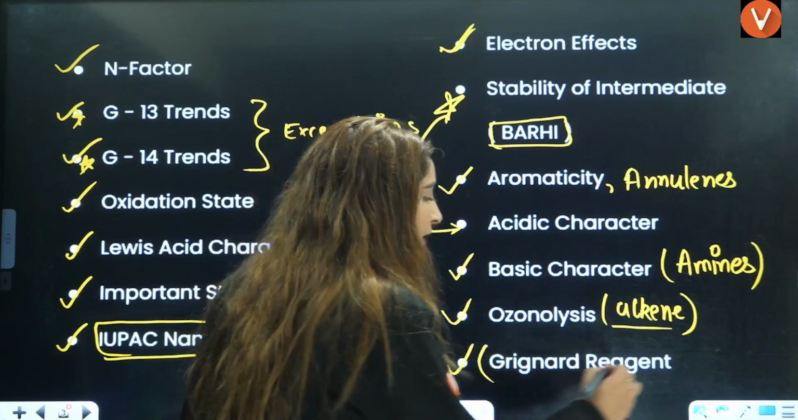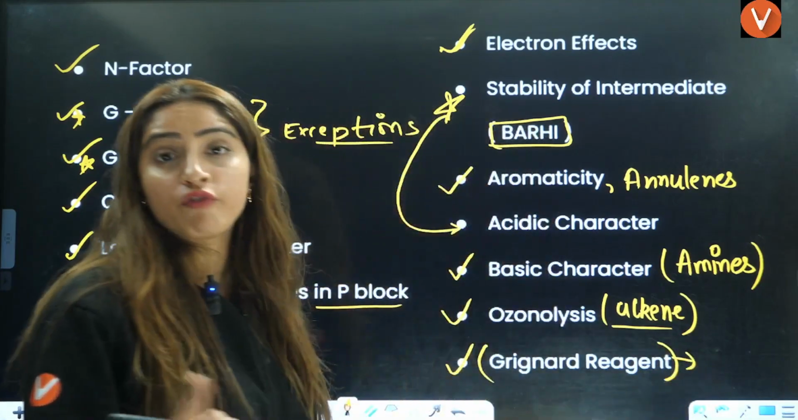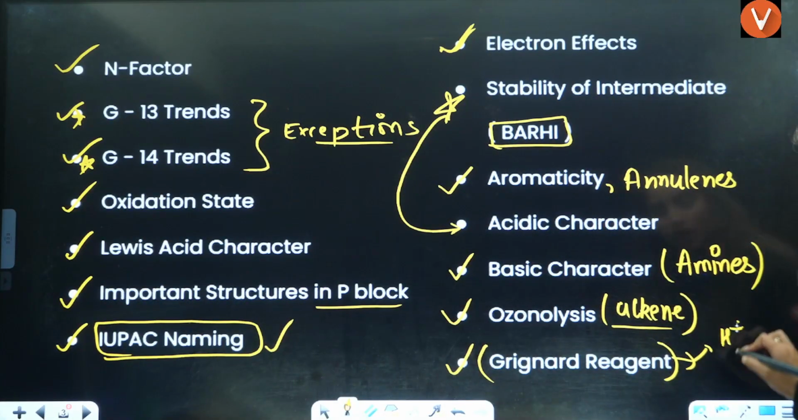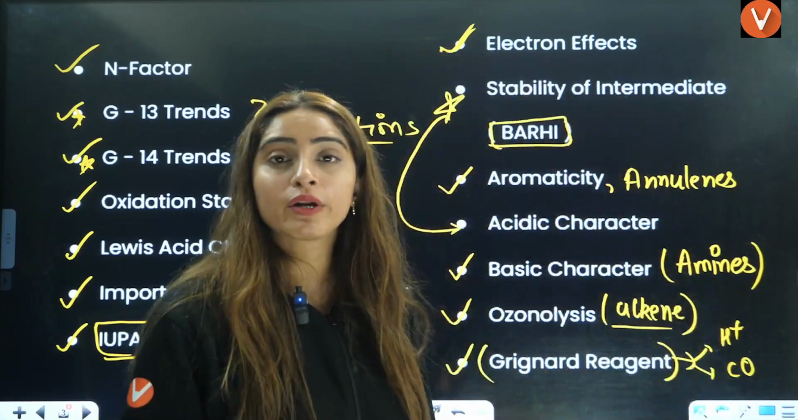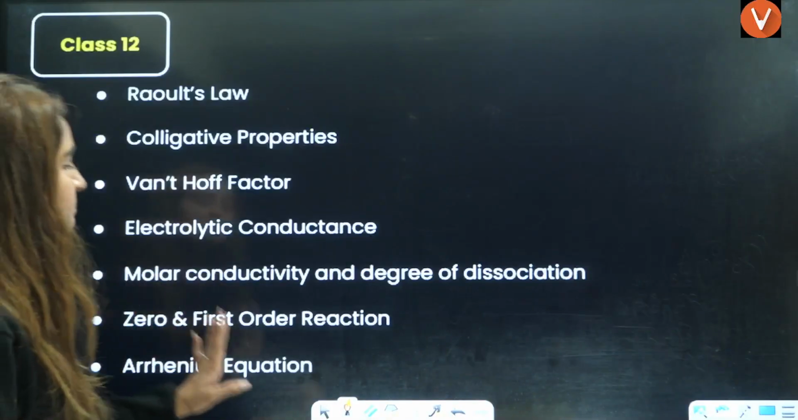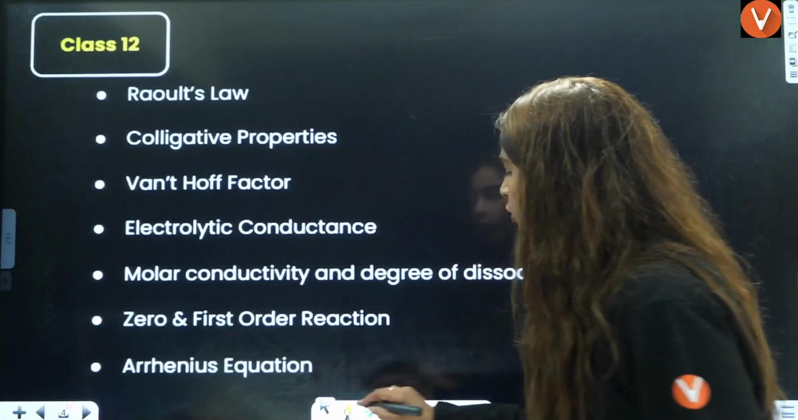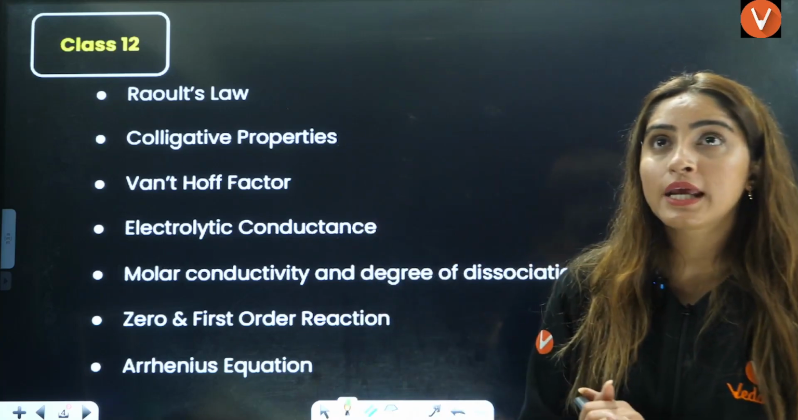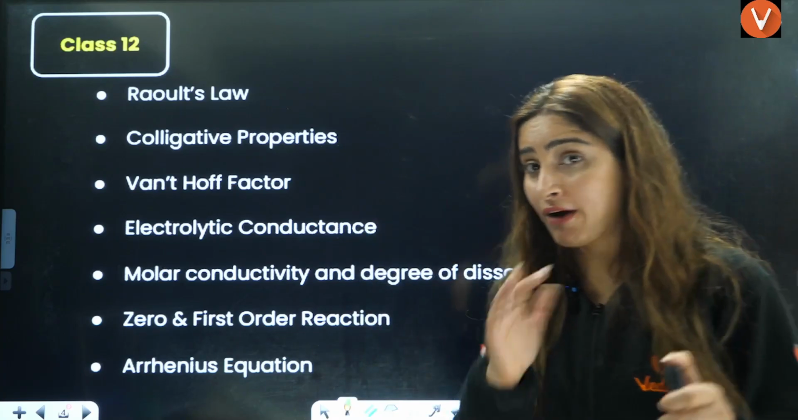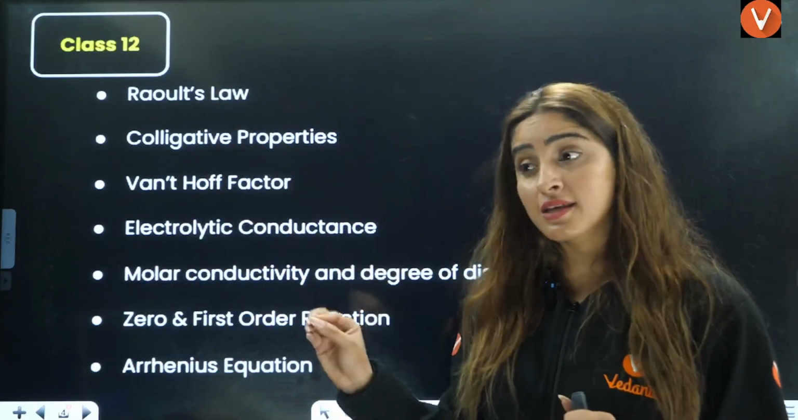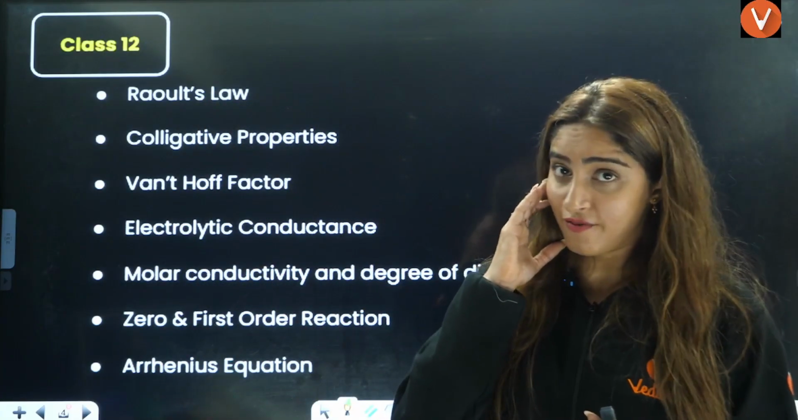Next is Grignard reagent. Now, the reactions of Grignard reagent, two kinds of reactions. One is with the proton source, other is with the carbonyl compound, right? So how Grignard reagent behaves in these two conditions is extremely important, right? Now, talking about class 12th. I would say once you have done class 11th in a very good manner, class 12th is going to be easy for you, right? As compared to class 11th, right?